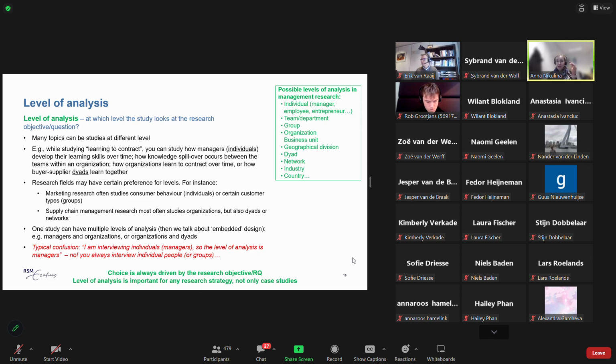Yeah, and understanding level of analysis is not only for case studies, it's for any type of research. You need to understand at which level you are positioning your study, because it's really, really important for how you define your case or how you sample data. Do I need multiple organizations? Do I just need multiple people in one company? Do I need to focus on different industries? You cannot really design your research if you don't understand the level.